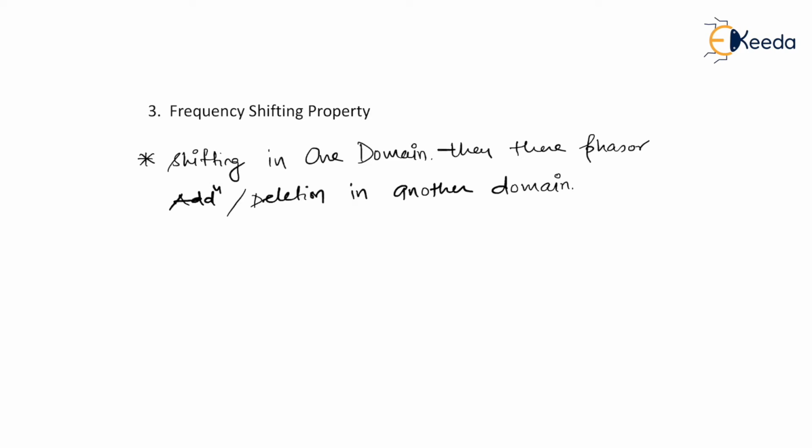See, what I'm claiming is, if there is shifting in one domain, then there is a phasor addition or deletion in another domain. So we'll see what does that mean. We have already seen a time shifting property, so I'll go back to time shifting property.